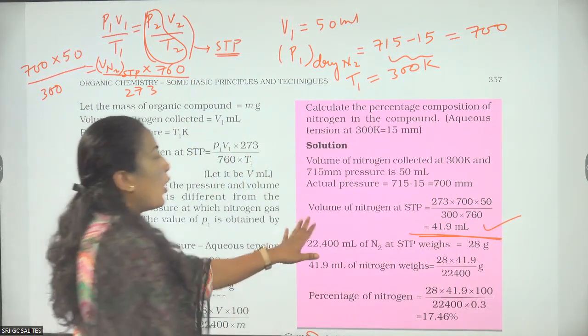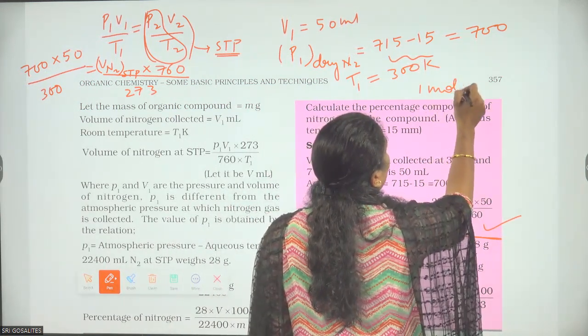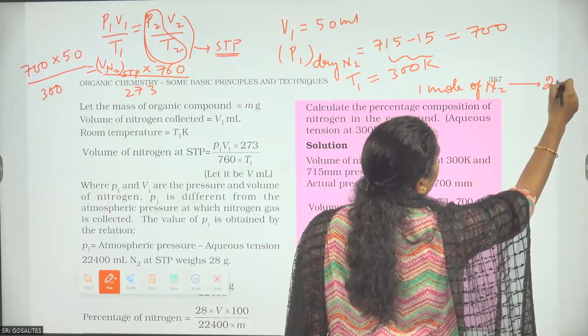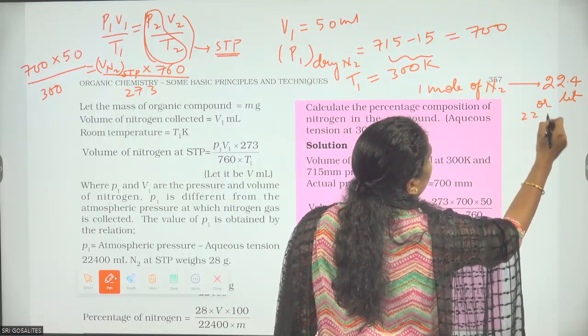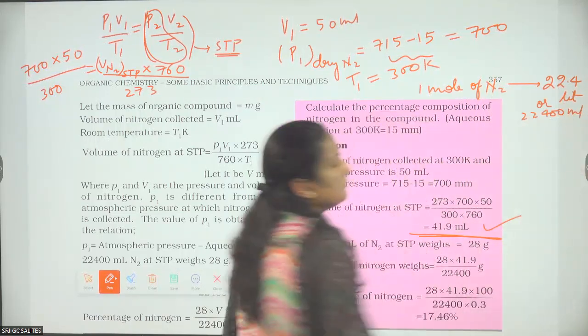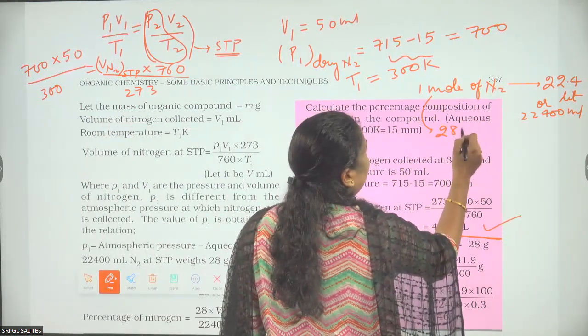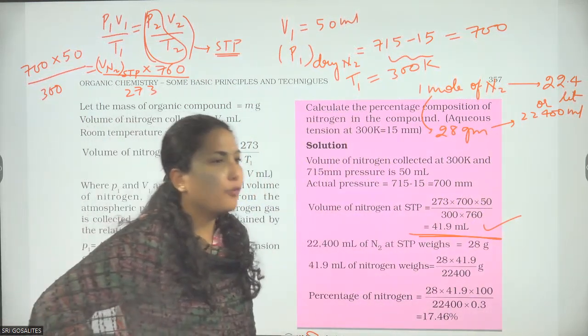Now after that, what you need to apply is, you know that 1 mole of nitrogen at STP occupies how much volume? 22.4 liters, or else you can say 22,400 ml. And what is the mass of 1 mole of N2? Mass of 1 mole of N2 is 28 gram, right? So 28 gram of N2 corresponds to 22,400 ml.